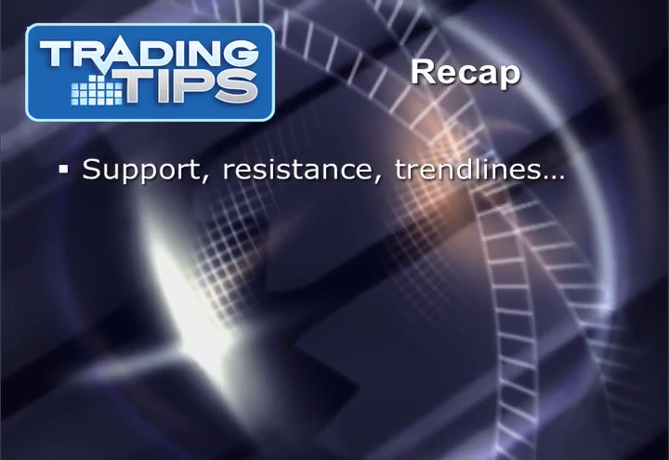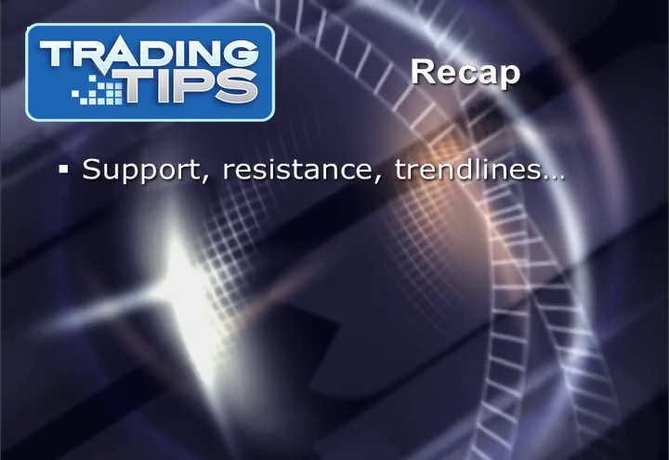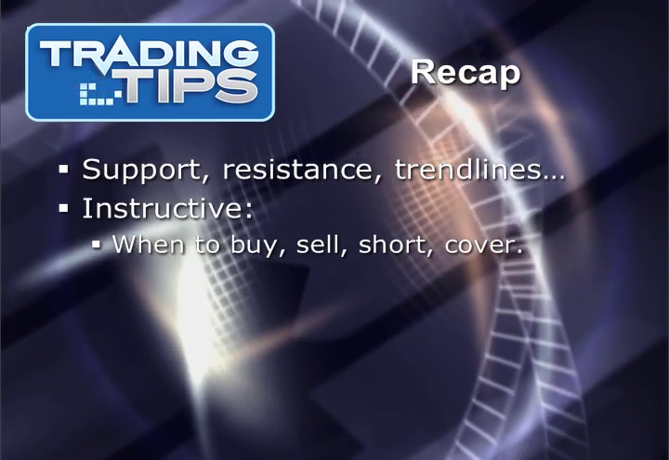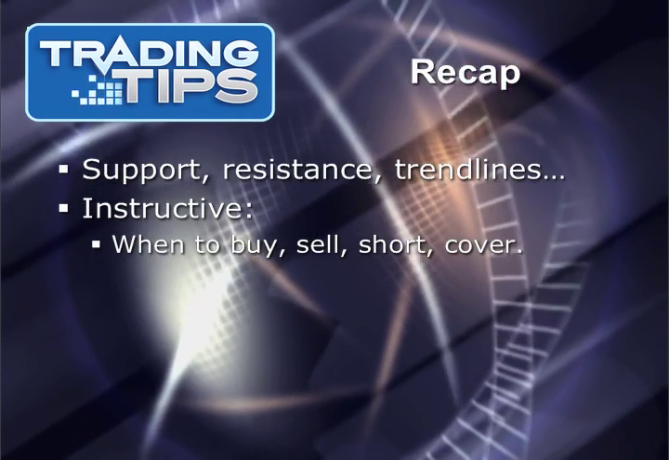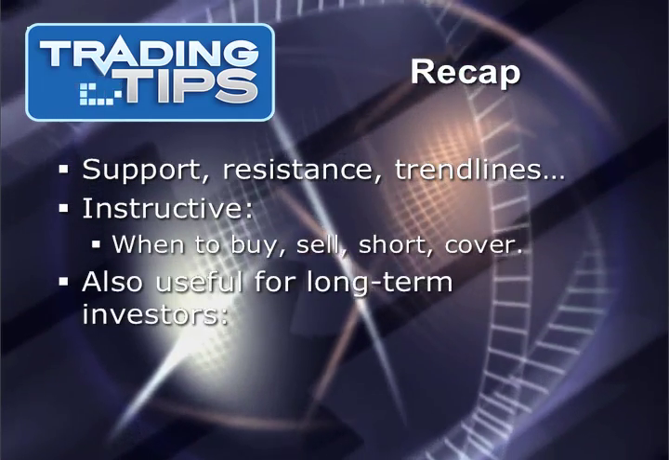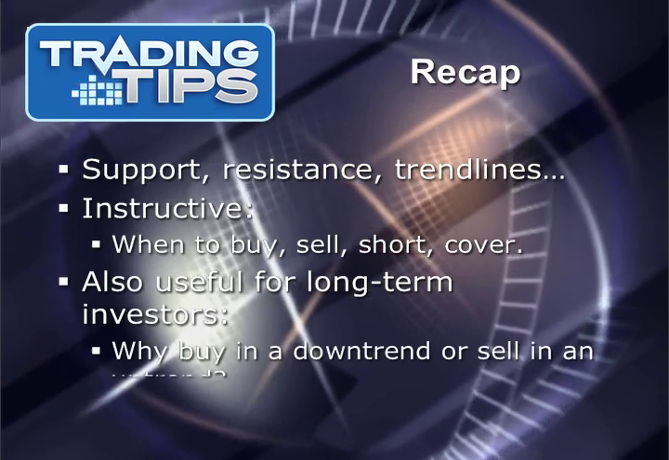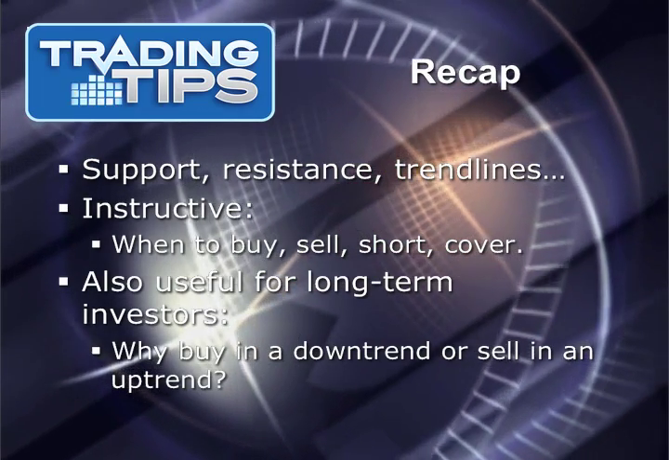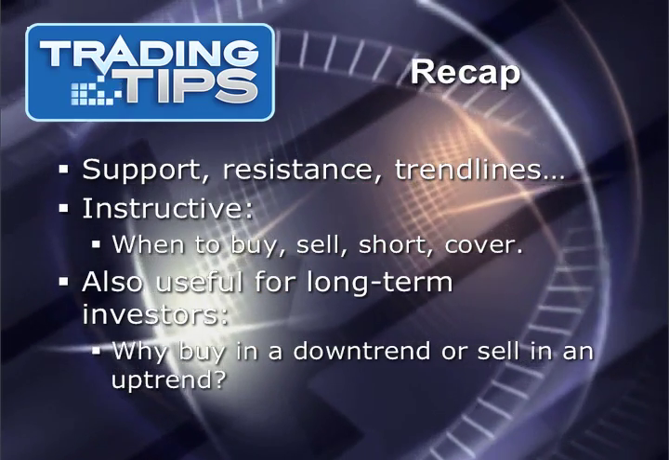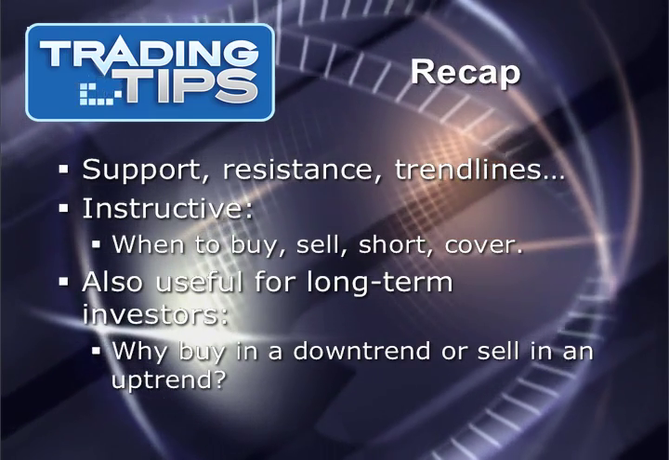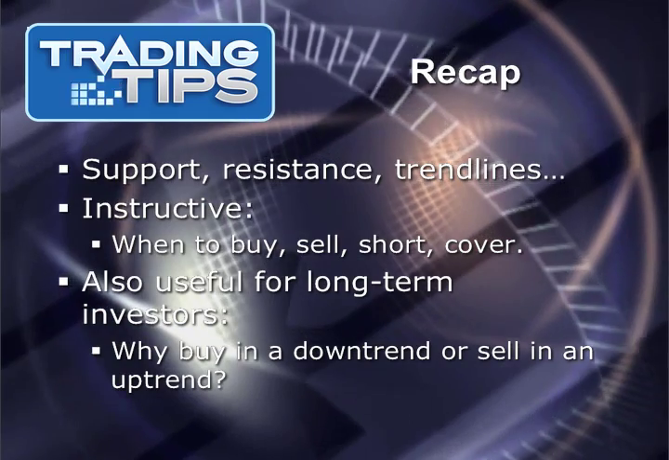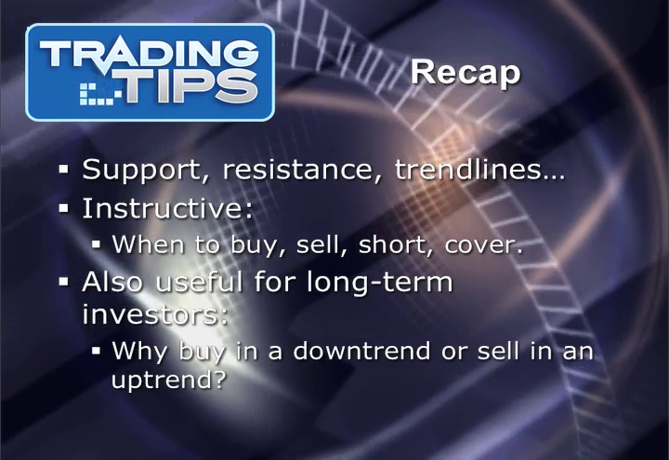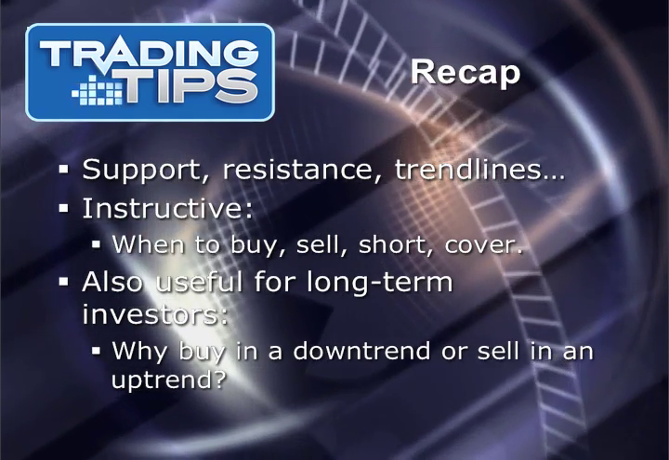We've seen horizontal support and resistance trend lines. We've talked about how all trend lines can be instructive indicators as to when to buy or sell. These tools are vital for day traders and swing traders, but they can also be useful for even long-term investors. Why buy a stock when it's in a downtrend? Why buy when it's bouncing between horizontal support and resistance in a channel, trading sideways? Even buy and hold long-term investors should limit their buys to when stocks are in uptrends and limit their sales to when they're in downtrends. Why not?